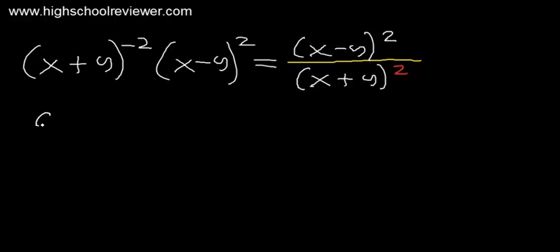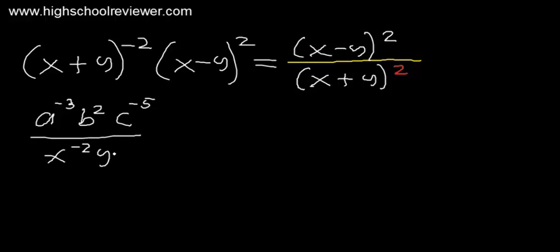Next, we have here a raised to negative 3 multiplied by b raised to positive 2, c raised to negative 5, all over x raised to negative 2 and y raised to negative 4. So we have here bases with several negative exponents. We will transfer them. A raised to negative 3 from the numerator will now be on the denominator.